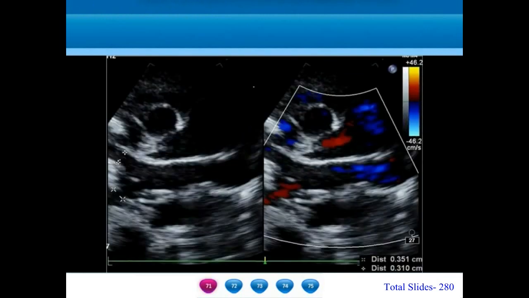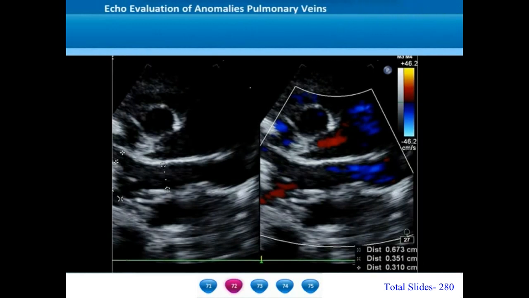When we individually measure the pulmonary veins, the right upper pulmonary vein measures about 3 millimeters and the right lower pulmonary vein measures about 3.5 millimeters. When we measure the common chamber, it is also very small and measures only about 6.5 millimeters. So the entire pulmonary venous channels, the individual pulmonary veins and the common chamber, are all uniformly small.